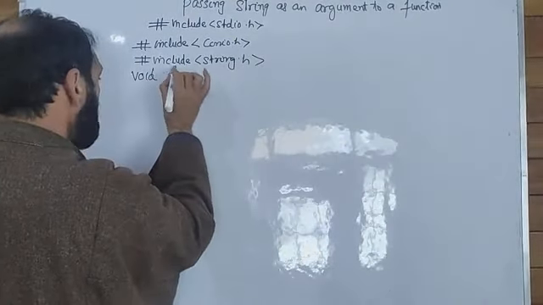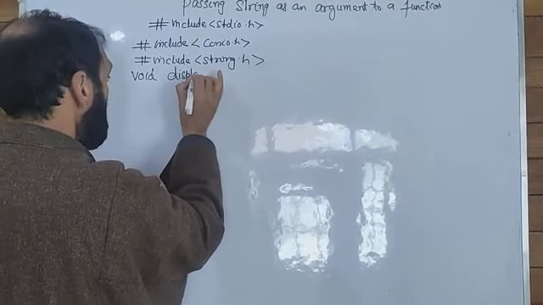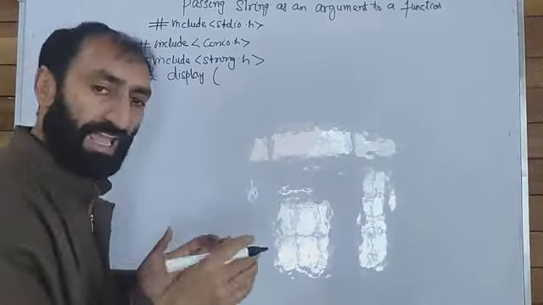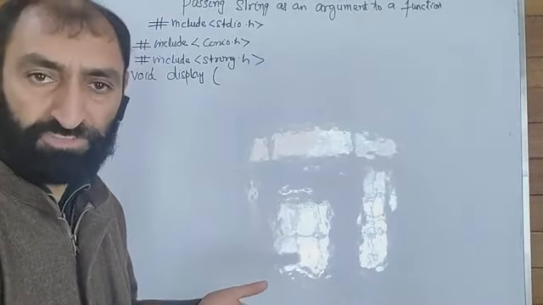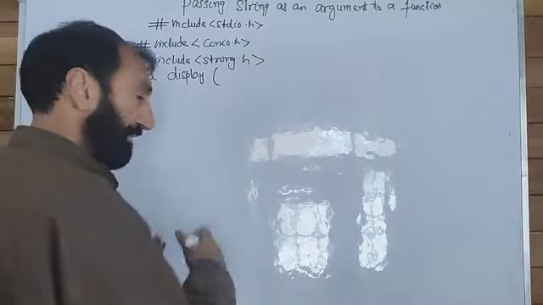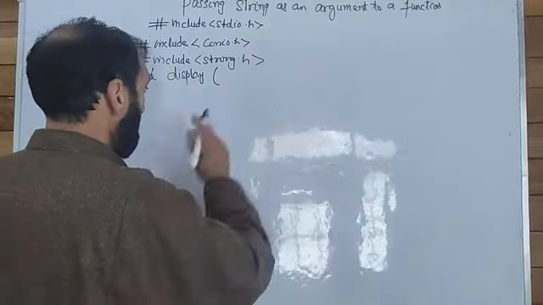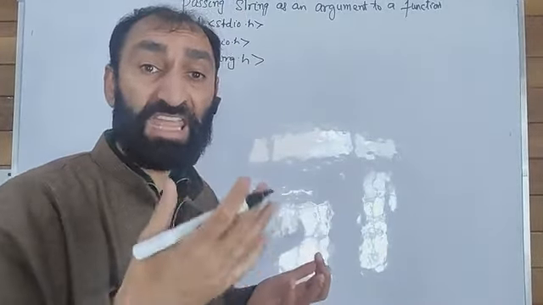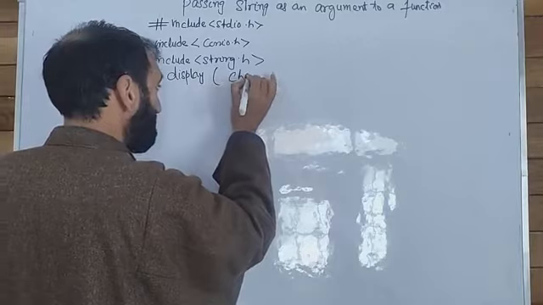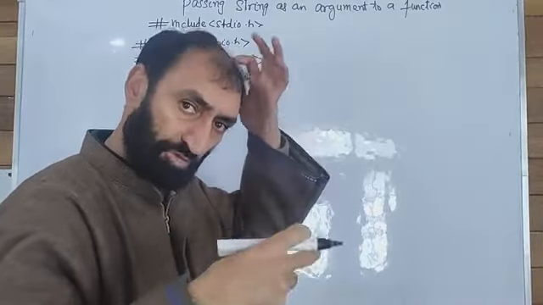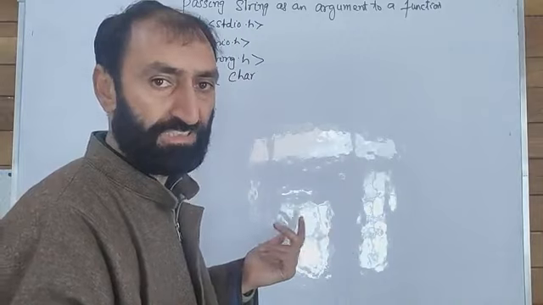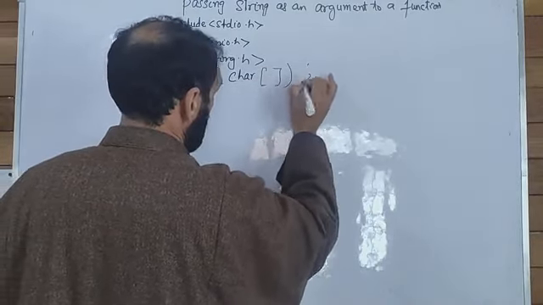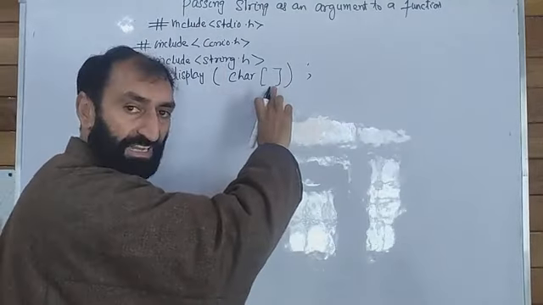After that, we will write the function name. For example, the function name is display. After that we will write the arguments, or we can say the parameter list. We are going to pass the string. What is a string? A string is a character array, a group of characters enclosed in double quotes. So we write a character array, and square brackets will indicate that it is an array.